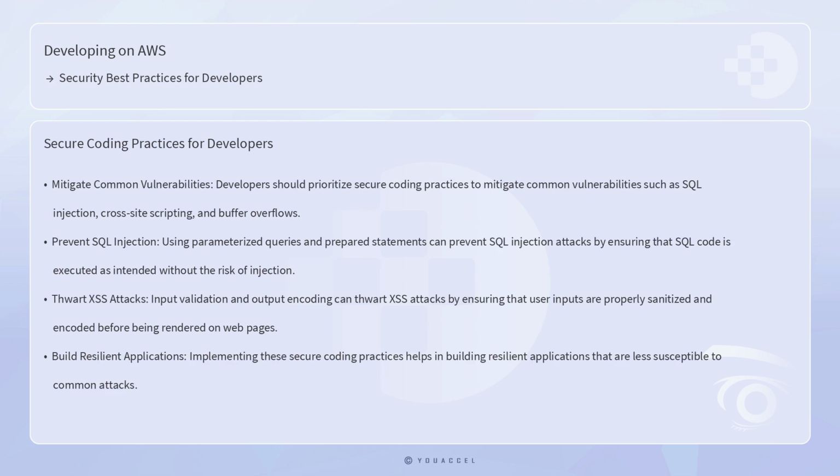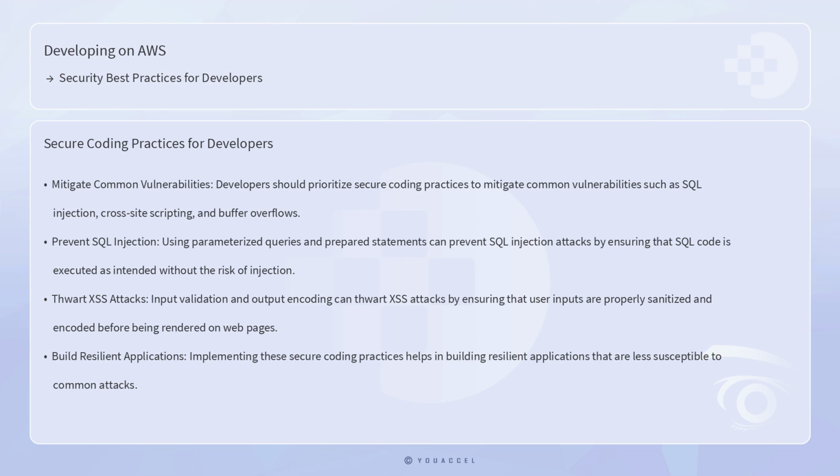Developers should also prioritize secure coding practices to mitigate common vulnerabilities such as SQL injection, cross-site scripting, and buffer overflows. These vulnerabilities can be exploited by attackers to gain unauthorized access or execute malicious code. Using parameterized queries and prepared statements can prevent SQL injection attacks by ensuring that SQL code is executed as intended without the risk of injection.